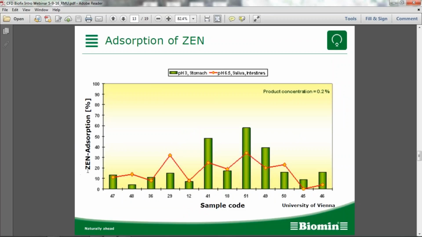Again, looking at the absorption, this is from a different study, looking at the absorption of zearalenone, one of the other toxins that I mentioned. You can see across the board here, we also have very, very low absorption, with the highest at about 60% in one of the products. And again, the green bar has to do with the different pH. So pH 3, which would be similar to the stomach, and then here they're talking about the pH 6.5, which would be similar to saliva or intestines in animals. And you can see the difference between the two pHs also with zearalenone.